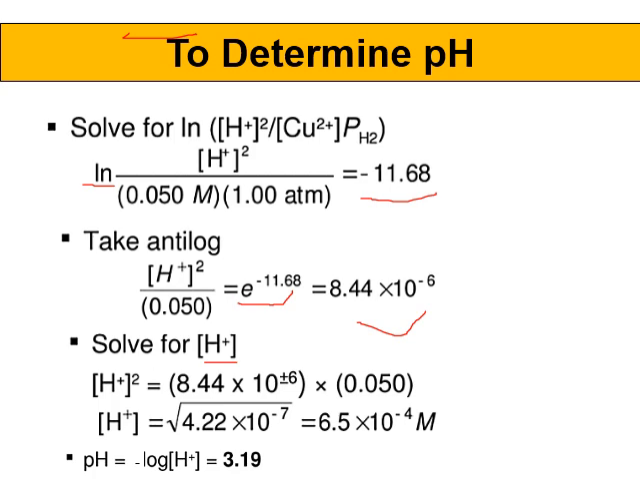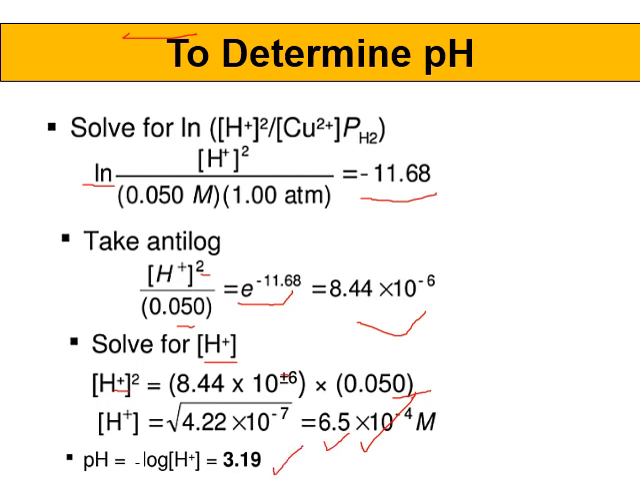H plus to the power of 2 over this one is equal to 8.44 times 10 to the minus 6. H2 itself is equal to 8.44 times 10 to the minus 6, times by 0.05. And then H itself is the square root of this. So you get this value. pH is equal to minus log H. You remember, pH is equal to minus log H, from acid base. So minus log of the H concentration just now is equal to 3.19.